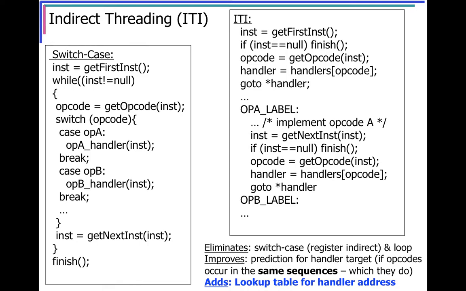The thing that we add here, the trade-off that we make, is that we're making one big lookup table for all the handler addresses in order to get rid of this outer loop and the switch case.